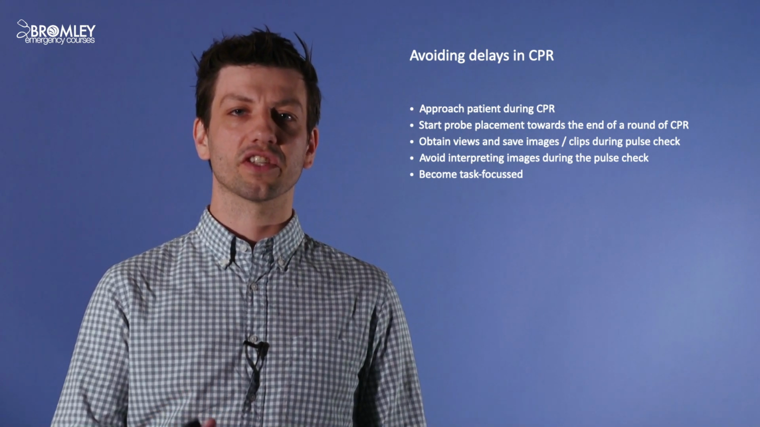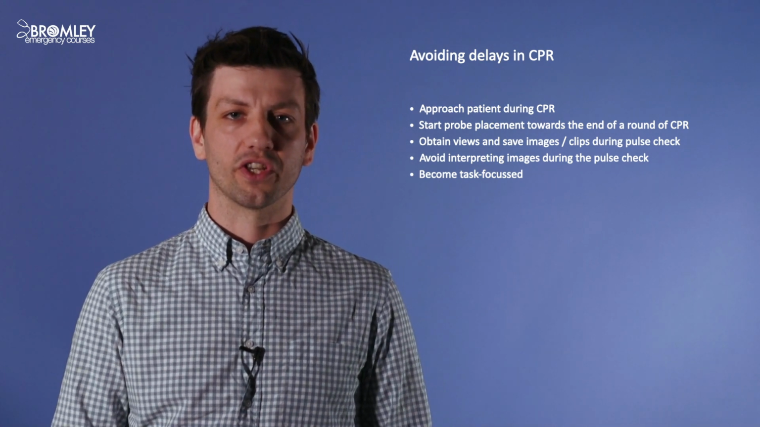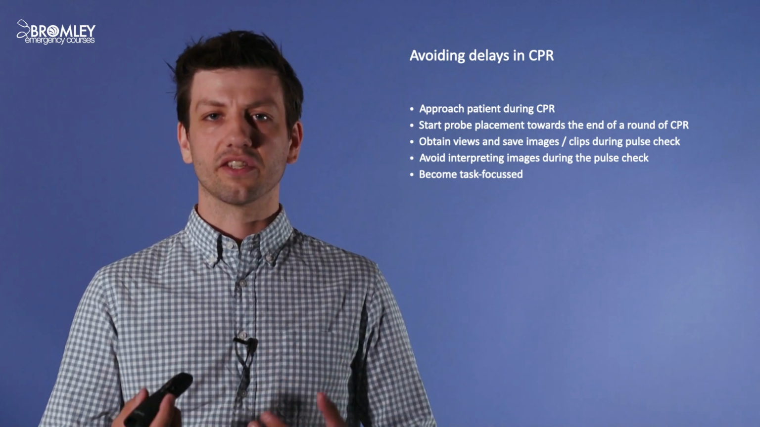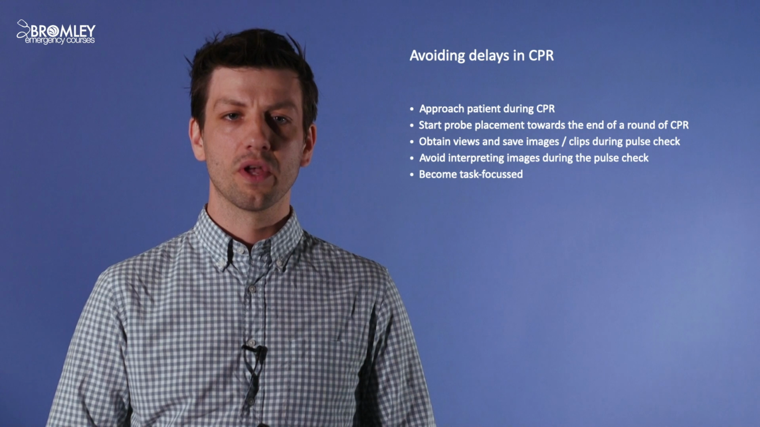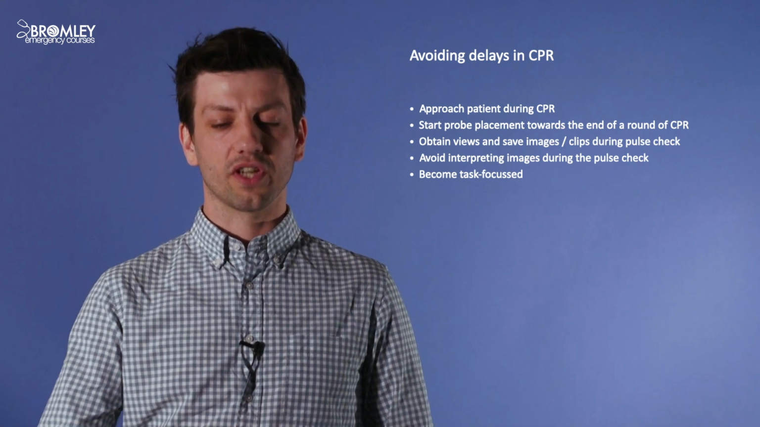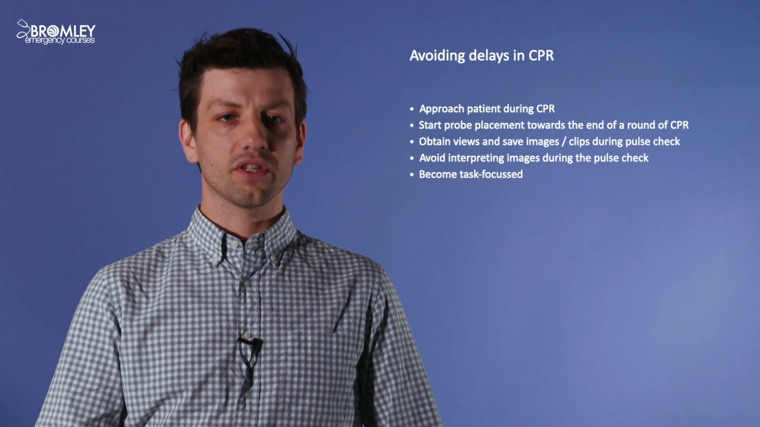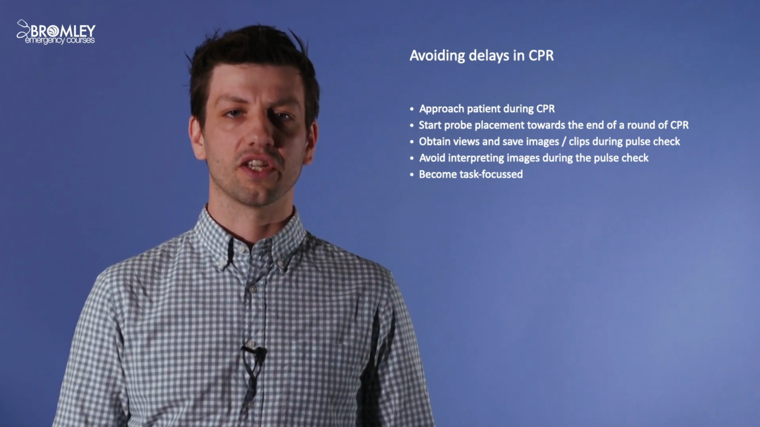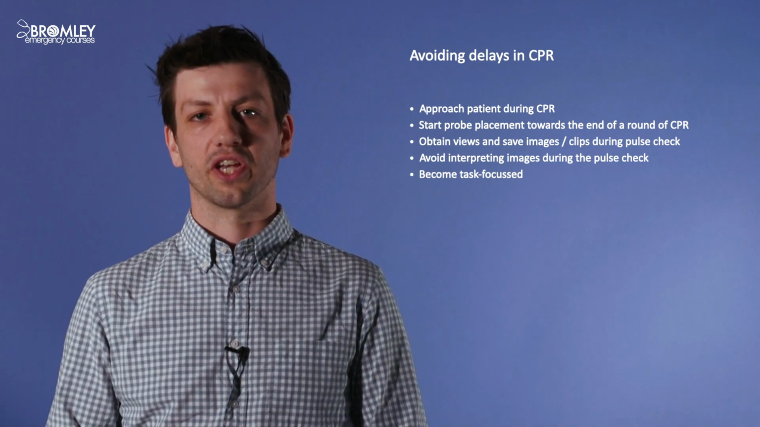So towards the end of a cycle of chest compressions, wheel in your machine and place that probe on the chest. I tend to start with the subcostal view because it's the easiest view to obtain. And what I'll do is I'll roughly get a view whilst chest compressions are ongoing, and then once the pulse check has started, I'll optimise that view, save some images and wheel the machine away.